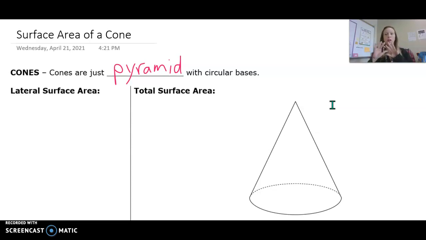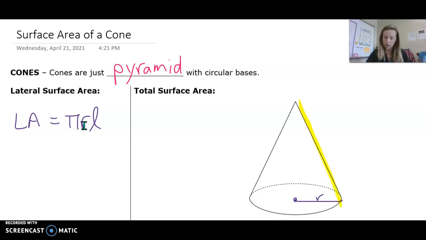Now remember, lateral surface area is the area of everything on the 3D shape except the base. So the formula for it, lateral surface area, LA, is equal to pi r L. Pi, and then the radius of the circle, of the circular base, and then the L stands for the slant height. So the slant height is right here. It's along the side of the cone. It is not the height from the center to the top of the cone. It is this slant height. It's slanted.